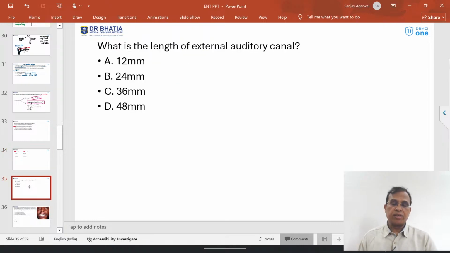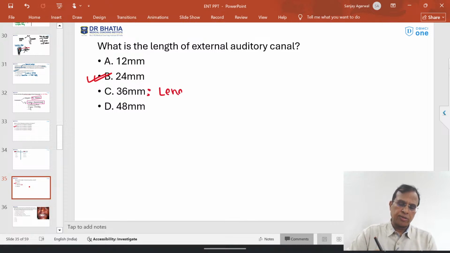What is the length of external auditory canal? Again, very straightforward question. External auditory canal is 24 millimeters. 36 is the length of what? Length of eustachian tube.